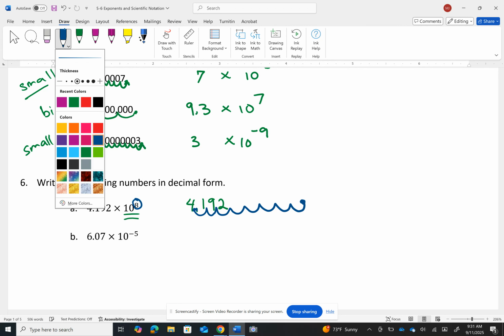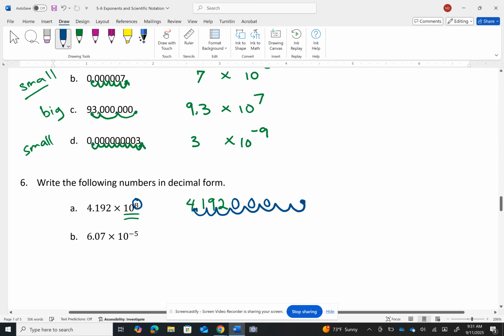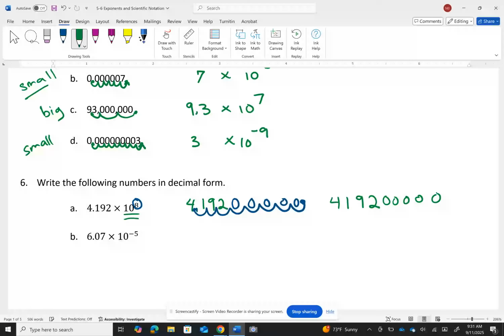Then any of these open spots, I'm going to fill in with zeros. And then I'm just going to clean it up so that people can see what it is. So with 5 zeros, 2, 3, 4, 5. And then it helps to put in those commas so people can read better what that number turned out to be. So it turned out to be 419,200,000.